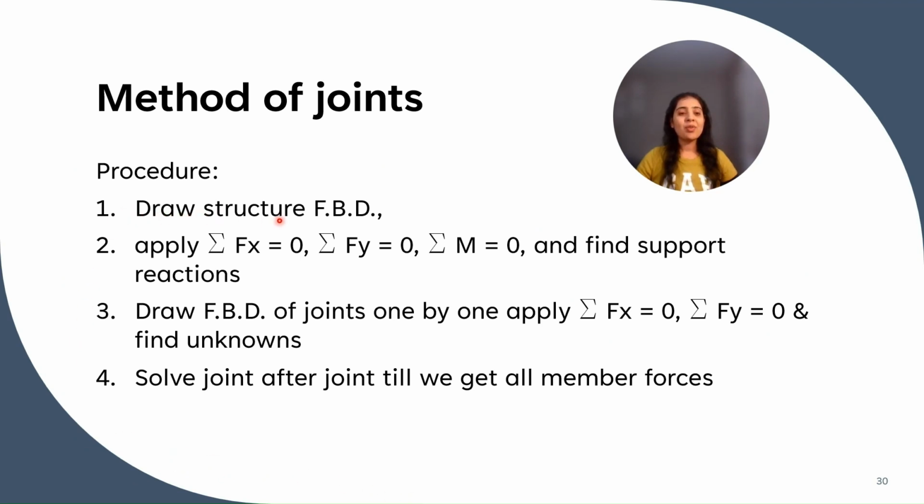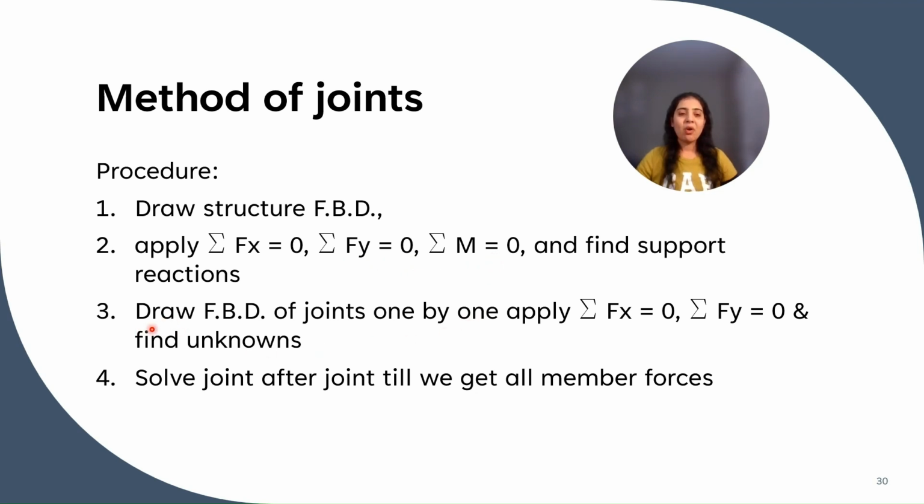First, you have to draw the structure FBD. What is the structure FBD? When you remove all the supports and show the reactions offered by those supports, it is called a structure FBD. Then apply equilibrium equations and find support reactions. Here, as we are applying equilibrium equations to the truss as a whole, we will require three equations of equilibrium: summation Fx equal to 0, summation Fy equal to 0, and summation M equal to 0.